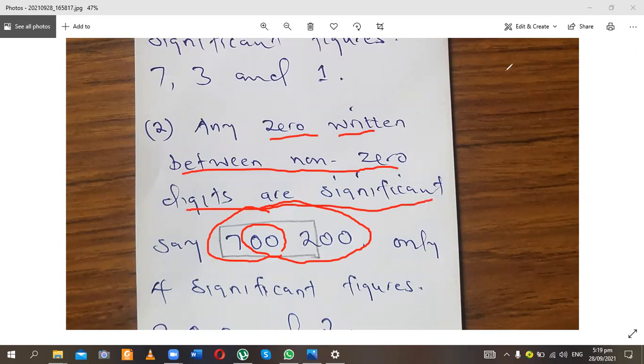So combining the first concept and the second one, with the first one we said all the non-zero digits are significant. So we're going to say that these two are for sure significant. And then these two zeros that are in between are also significant. Therefore, the total number of significant figures is 4. These zeros that are at the end, trailing zeros, are not significant. So the number of significant figures in there is 4.